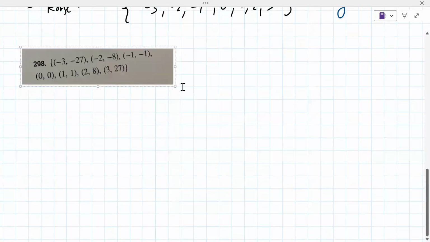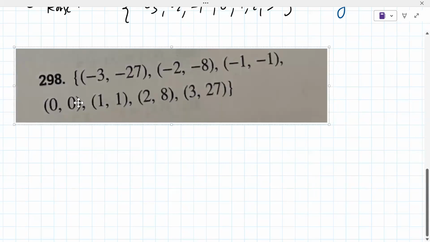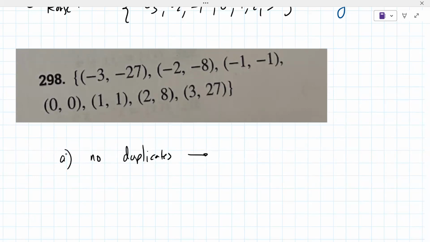All right, so same thing. To determine whether it's a function, you're looking for duplicates. Are any of the X values duplicated? No. So there are no duplicates, which means that this is a function. Every X value goes to a unique Y value.